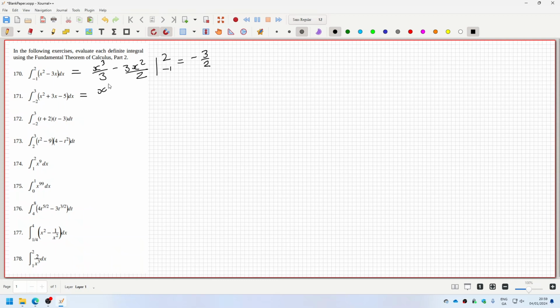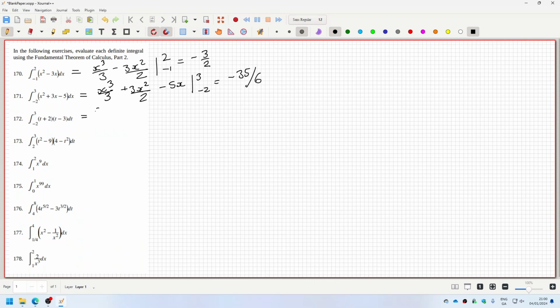This one will be x cubed over 3 plus 3x squared over 2 minus 5x, 3 and minus 2. So first we sub in 3, then we sub in minus 2, and we subtract. Let me type that in. One moment. That one is minus 35 over 6.